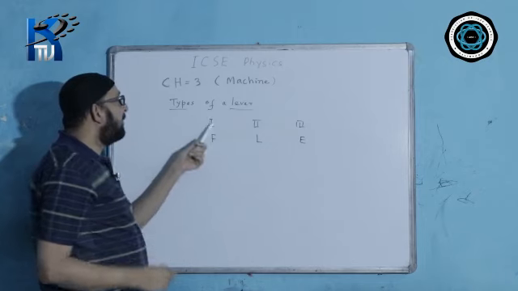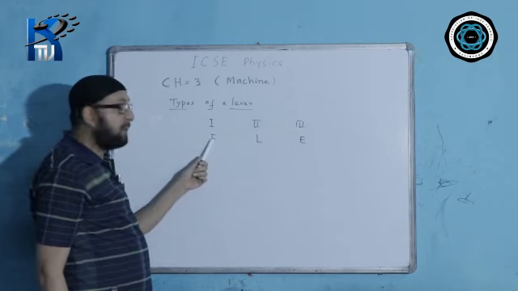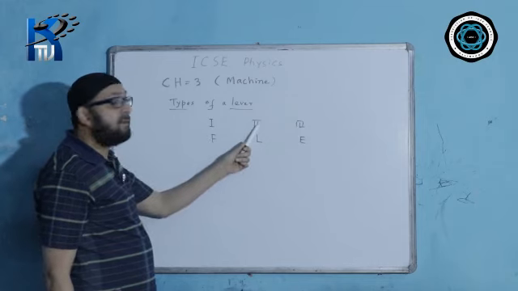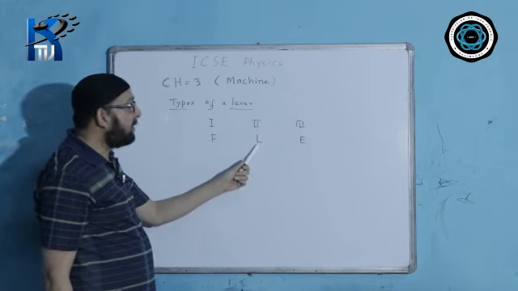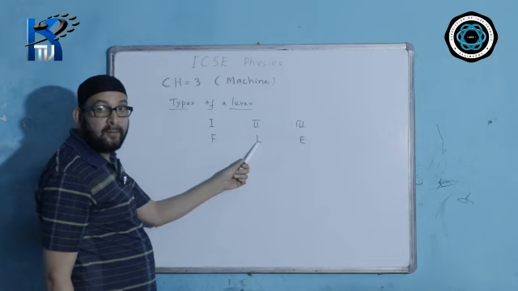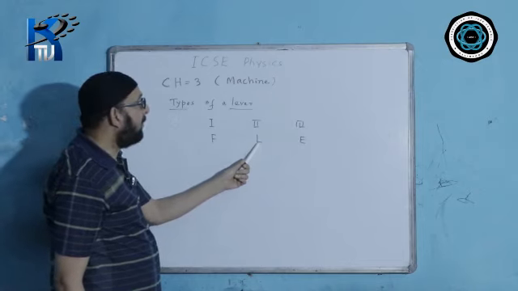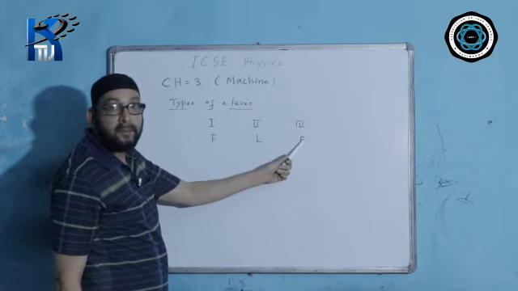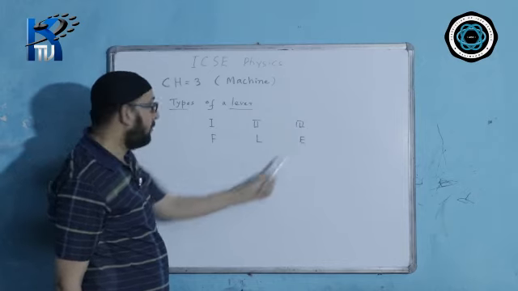Class 1 lever is the lever in which the fulcrum is situated in between the load and effort. Class 2 lever is the lever in which the load is situated in between the fulcrum and the effort. And class 3 lever is the lever in which the effort is situated between the fulcrum and the load.